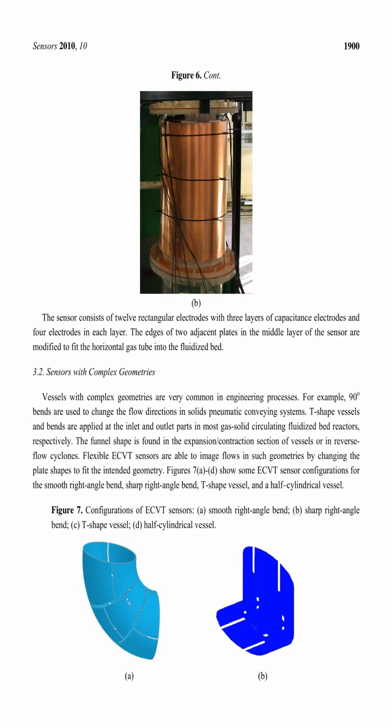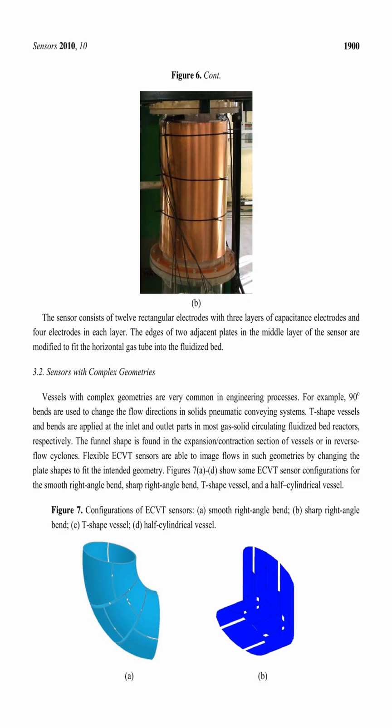The funnel shape is found in the expansion/contraction section of vessels or in reverse flow cyclones. Flexible ECVT sensors are able to image flows in such geometries by changing the plate shapes to fit the intended geometry. Figure 7, A to D, shows some ECVT sensor configurations for the smooth right-angle bend, sharp right-angle bend, T-shaped vessel, and a half-cylindrical vessel.